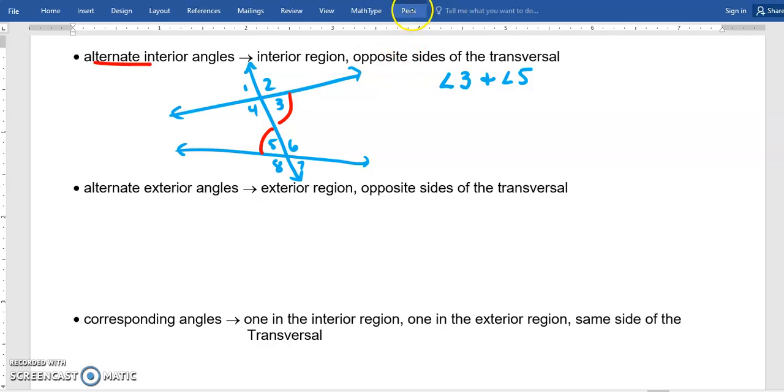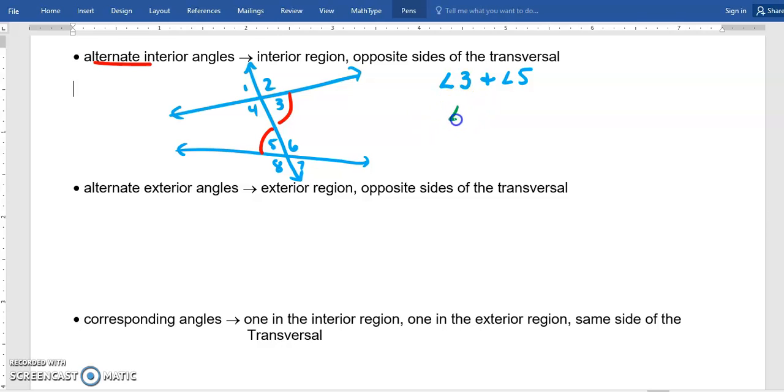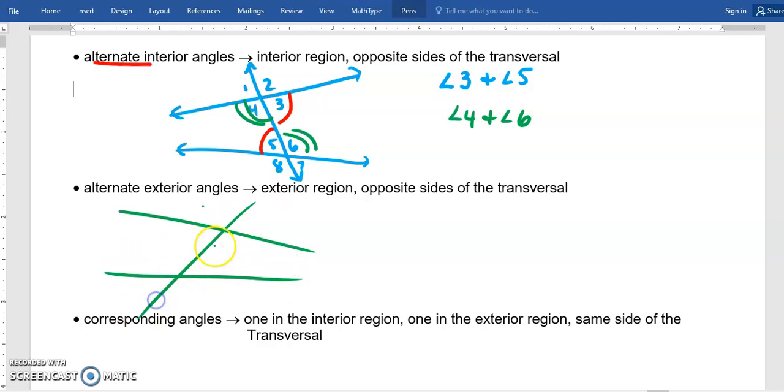Another pair of alternate interior angles would be angle 4 and angle 6. They would be alternate interior angles. They're opposite sides of the transversal. They are in between the two lines. So alternate interior. So alternate exterior.